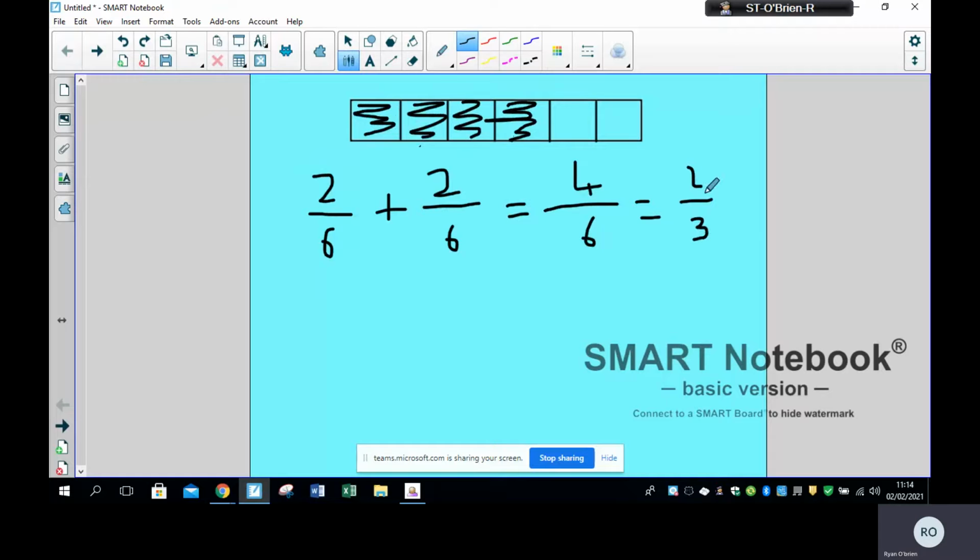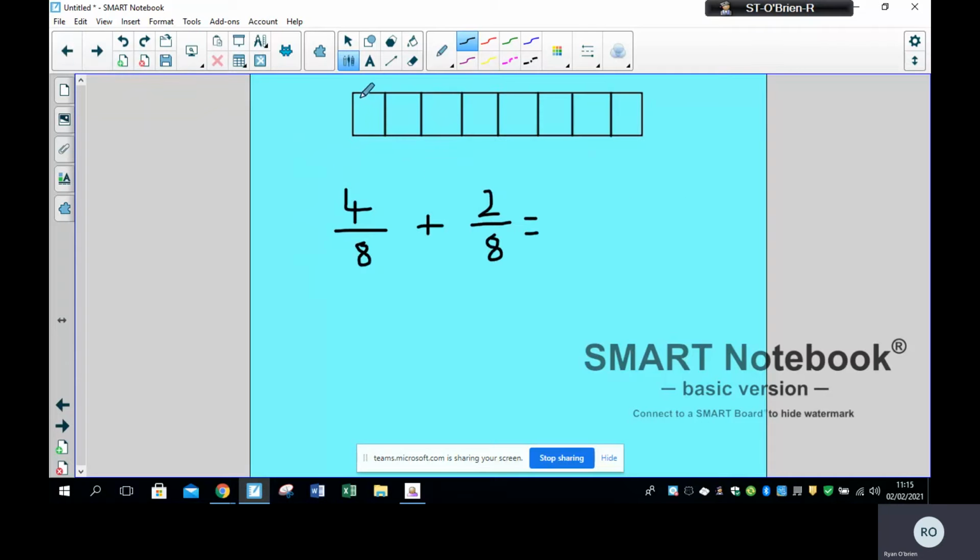I'm going to see if I can make it any smaller. I can do 2 divided by 2, which would be 1. But I can't divide 3 by 2. I can, it's 1.5, but we use whole numbers for fractions. So you find your answer, you halve it or divide it by a number that they both go into, and you try and make it as simple as possible. We're going to have a look at the next one.